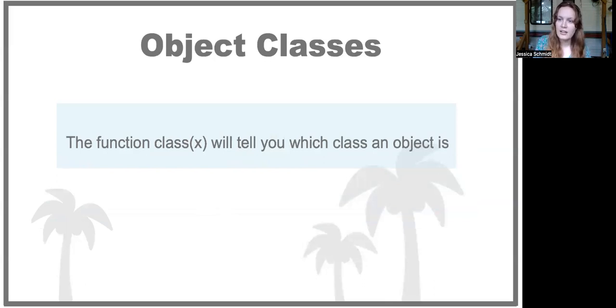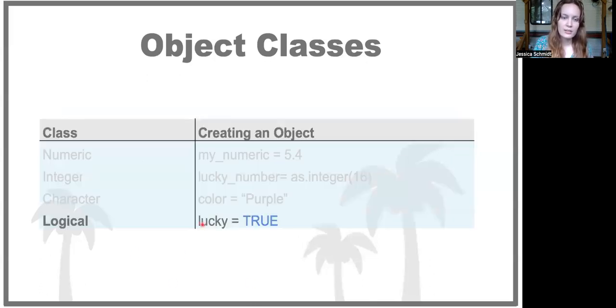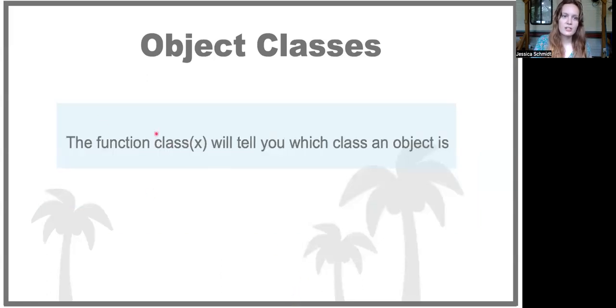The function class is very handy, and it tells you which class the object is, where x is the object. So going back here, if we made lucky equals true, and then we did class, and then in here we wrote lucky, R will tell us that it's the class logical. So it's very handy because sometimes you don't know what class R has called an object. So that way we can check.